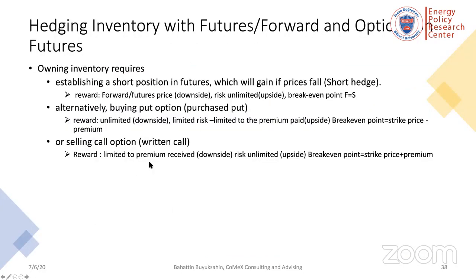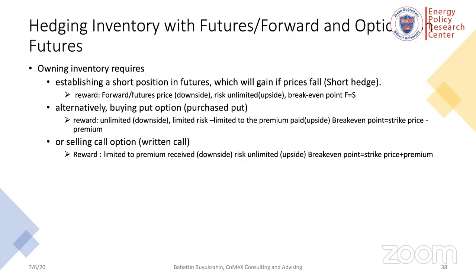How can you protect yourself from falling prices? What is the reward and risk for your strategy? And how about the break-even points? The first strategy is very simple. Owning inventory, current or future, requires establishing a short position in forwards or futures, which will profit you if prices fall. This is called short hedging.